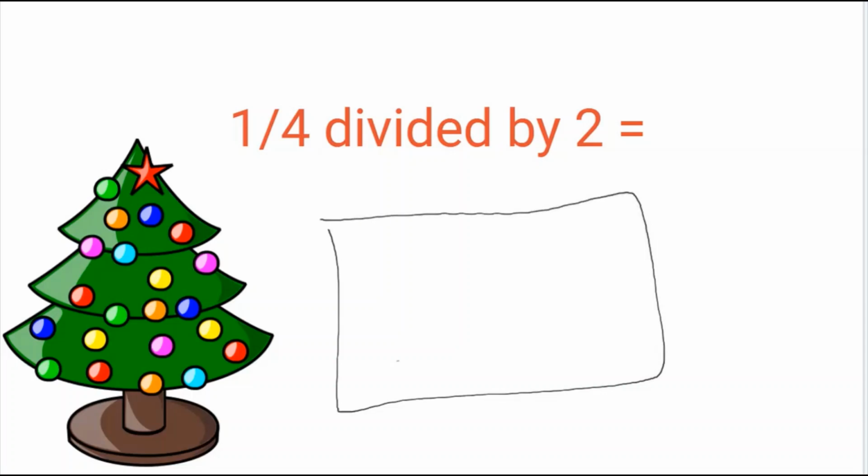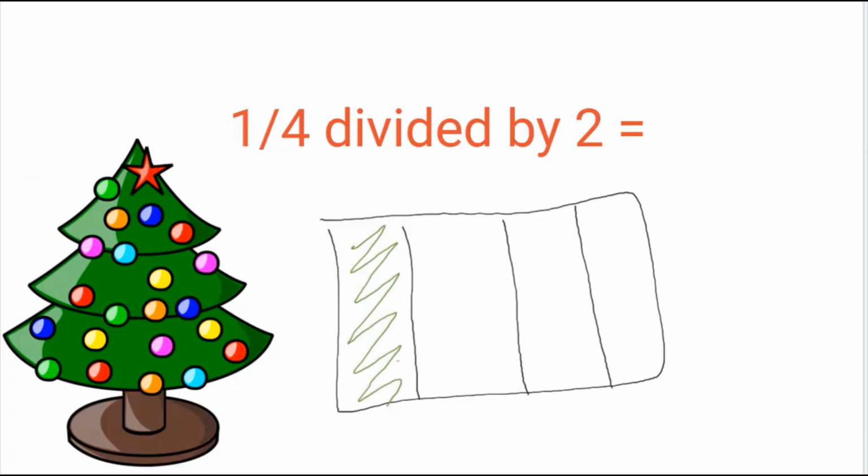Then you're going to look at the denominator. Our denominator is 4, so we're going to break apart the rectangle into 4 parts. Then you're going to look at the numerator. Our numerator is 1, so we're going to color in only 1 rectangle.